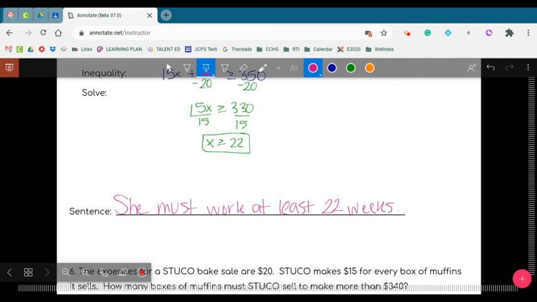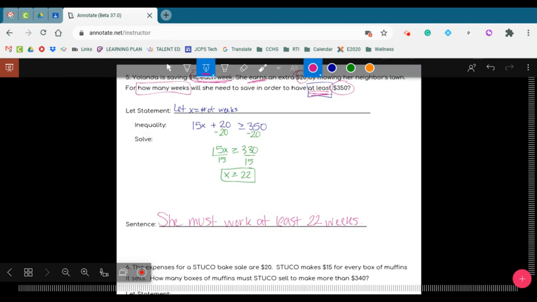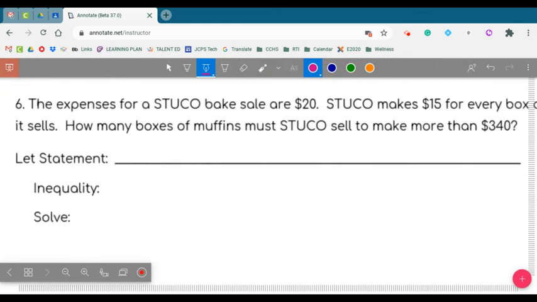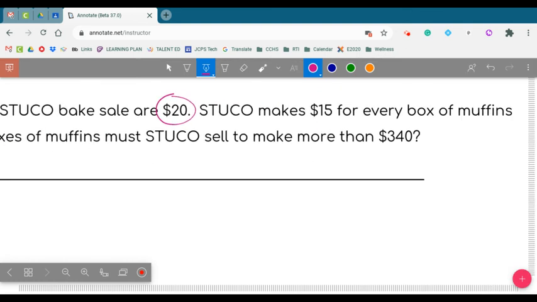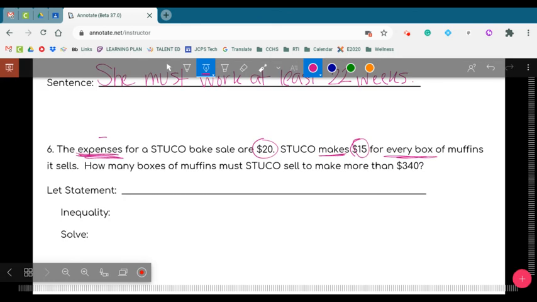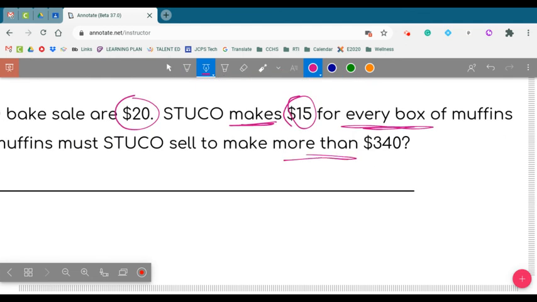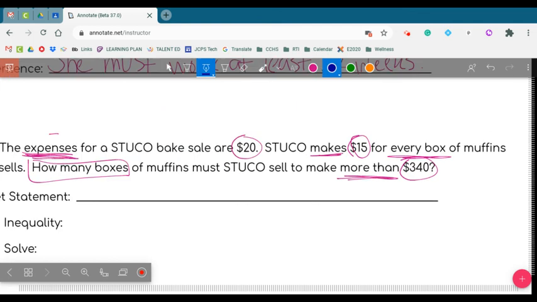Okay, let me know if you guys have any questions over that first one. We're going to go down to the second one. The expenses for the Student Council bake sale are $20. If it's an expense, are we adding or subtracting? We're going to be subtracting. Student Council makes, so it's going to be positive, $15 for every box of muffins they sell. How many boxes of muffins must Student Council sell to make more than $340?